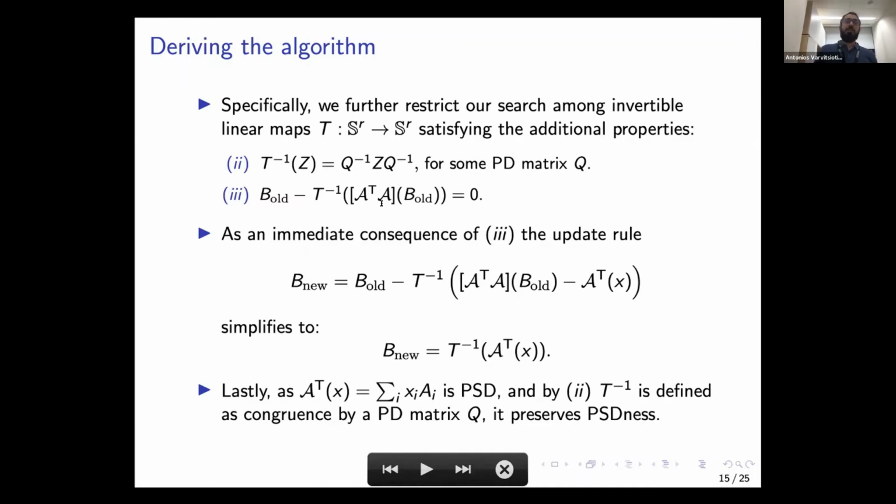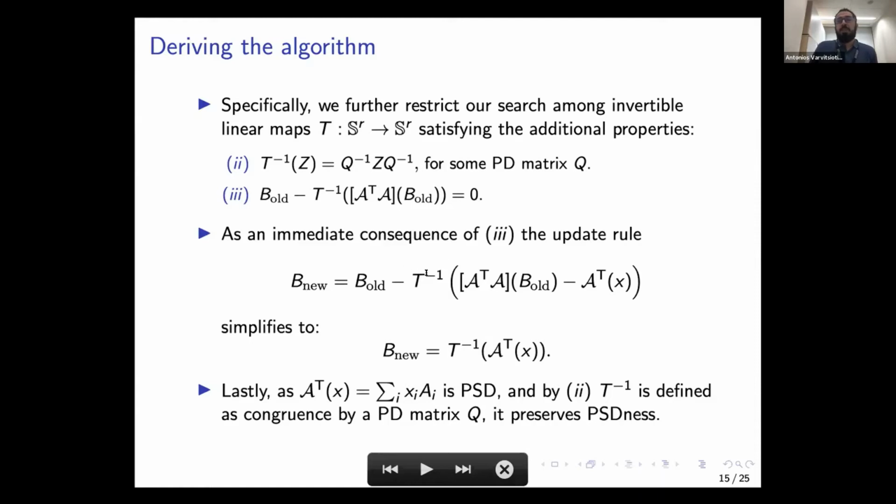And the second requirement is that when I hit A transpose A B old with T inverse, I want to get exactly B old. Okay, so these are the two things. They look technical, but let's see where these things come from. They don't come from nowhere. They basically come from this update rule, which we had.